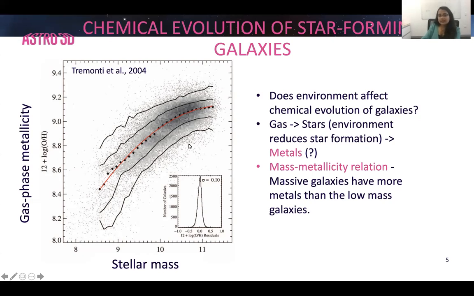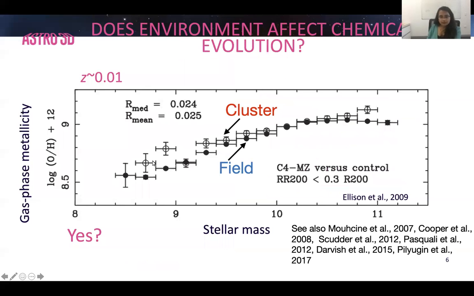And to understand if environment plays a role in chemical evolution, we look at whether the cluster galaxies lie above this mass metallicity relation or below it. And this is exactly what is shown on this plot. This is one study which was done about a decade ago. It uses data from the SDSS survey.